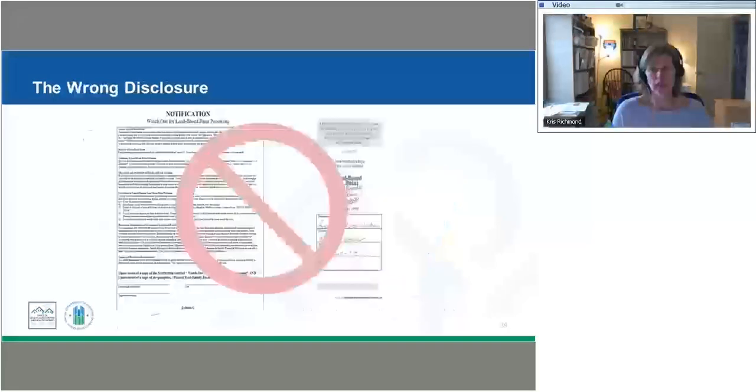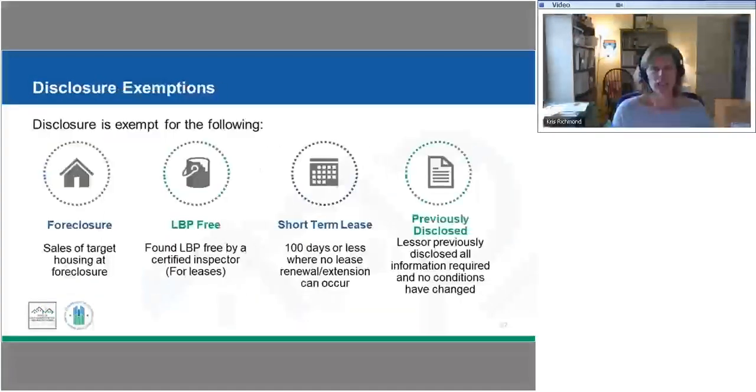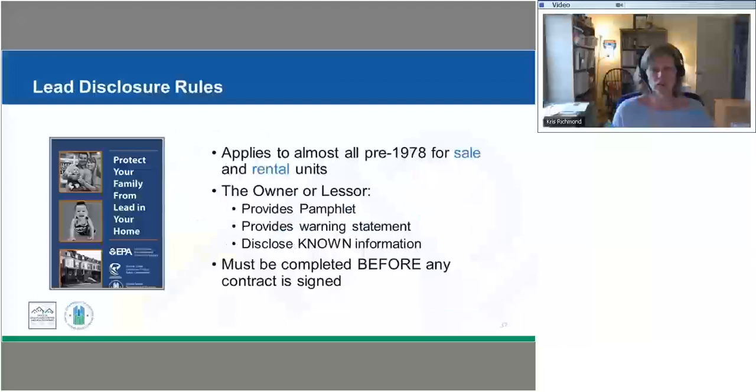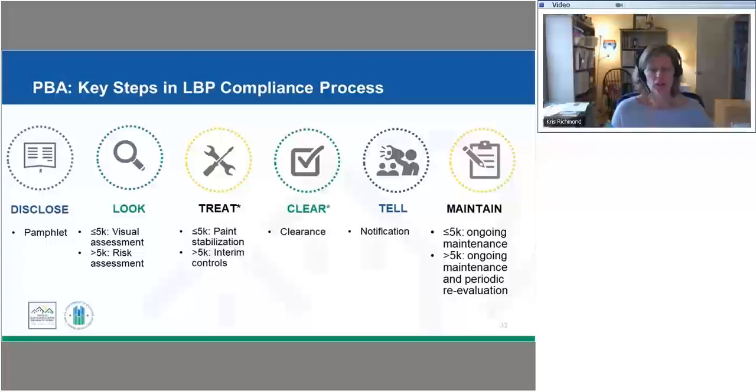Then we have our treatment. Again, we get to our treatment slide. Depending on the amount of funding or whether it's a single family, we have paint stabilization or we're doing interim controls. And then we're clearing the unit. We're doing notification, which is that lead hazard reduction notice.